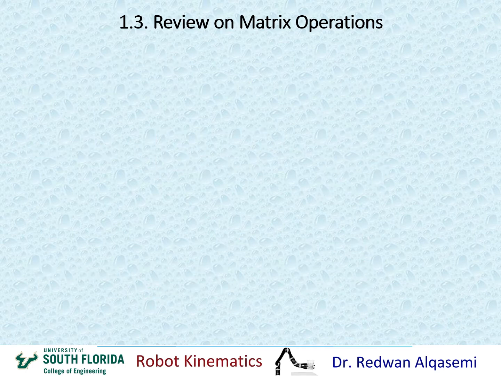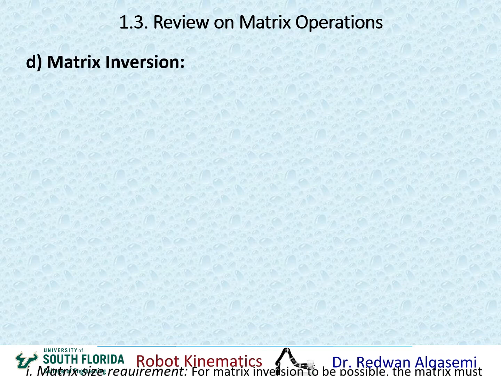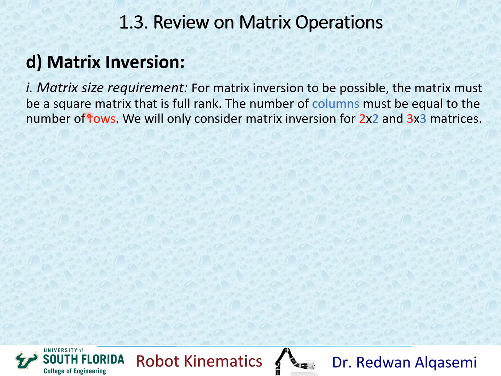Another important operation that I want to talk about is the matrix inversion. So getting an inverse of a matrix. Let's first look at the size requirement for matrix inversion. For a matrix inversion to be possible, the matrix must be a square matrix that is full rank. So it has to be a square matrix and full rank. The number of columns must be equal to the number of rows, which makes it, of course, a square matrix.